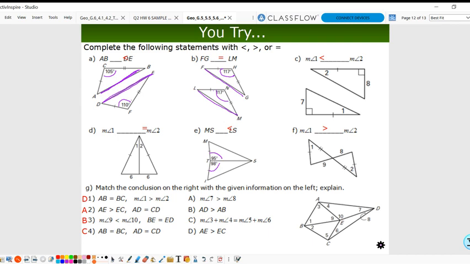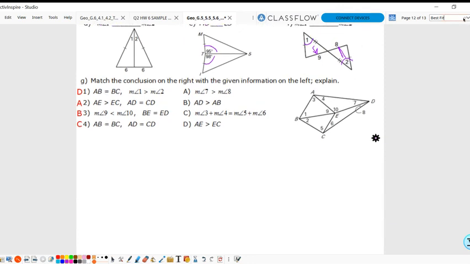And in our last example, for this, we have angle 1, opposite side 9, angle 2, opposite side 8. Therefore, angle 1 will be greater than the measure of angle 2.